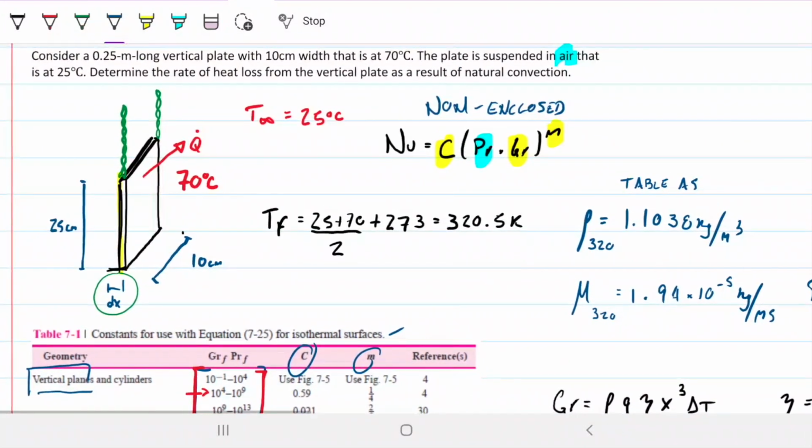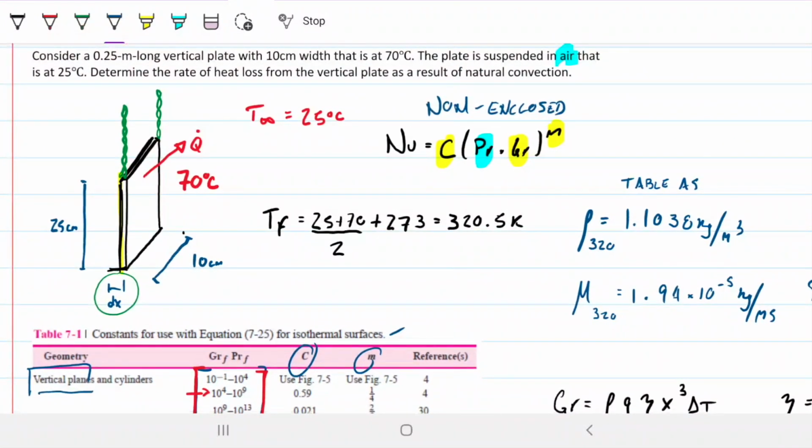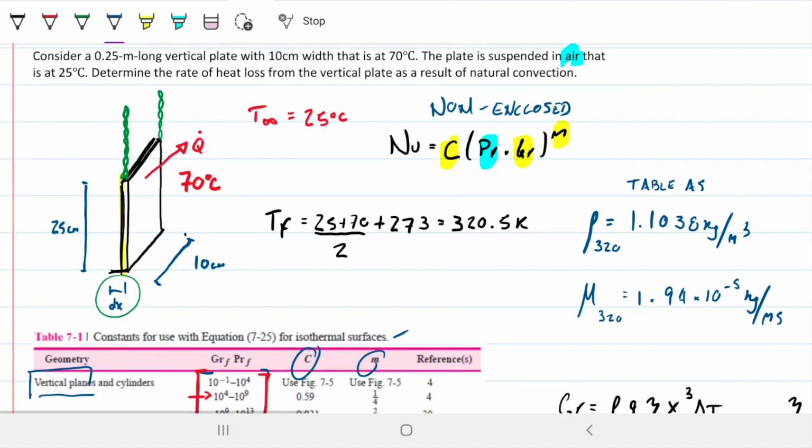Determine the heat loss from the vertical plate as a result of natural convection. So it wants the whole thing, and the whole thing has two sides, right? So there's two ways to think of it. We can think of it as this Q here that we drew before being 6.17. Therefore, if we have two sides, we're going to have 2 times that Q, which is 12.3.